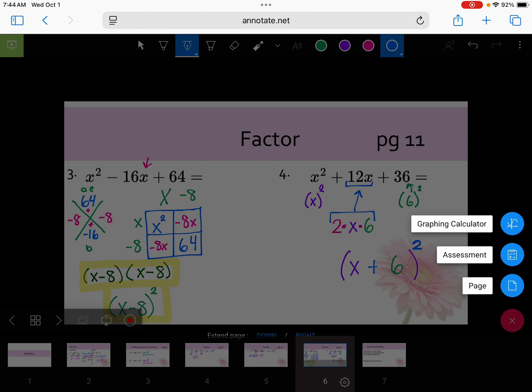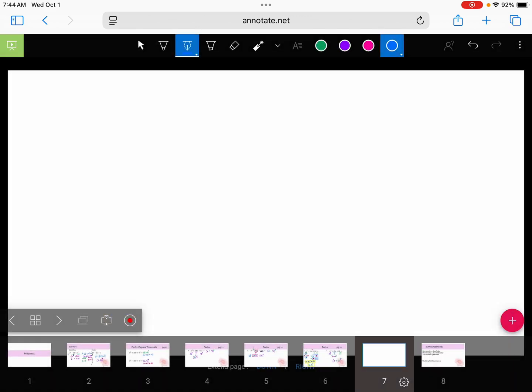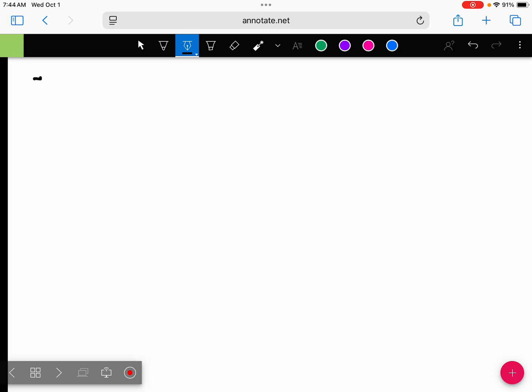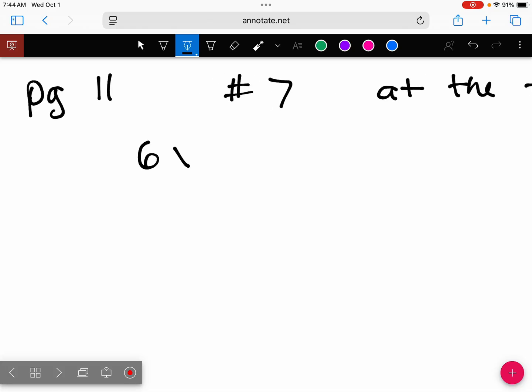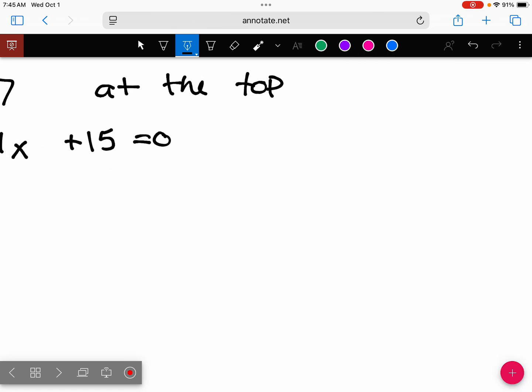Let's do one more from the top of the page just to practice our factoring again. Let's do number 7 at the very, very top of the page. So we're going to be on page 11, number 7 at the top. And this will be our last one for today. This is our 6x squared minus 21x plus 15 equals 0. And we are solving. We're going to get all the way down to our x equals.